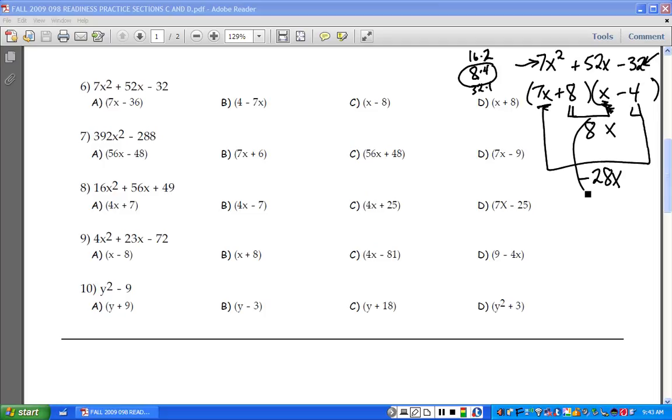So when we combine these, because they are like terms, 8x and a negative 28x, we get a negative 20x, and that's not what we want. We want a positive 52x. So even though we said we were finished, we see now that these aren't the right factors. So we have to try some different numbers, or we need to try arranging the numbers differently. Okay, so let's erase some of this.